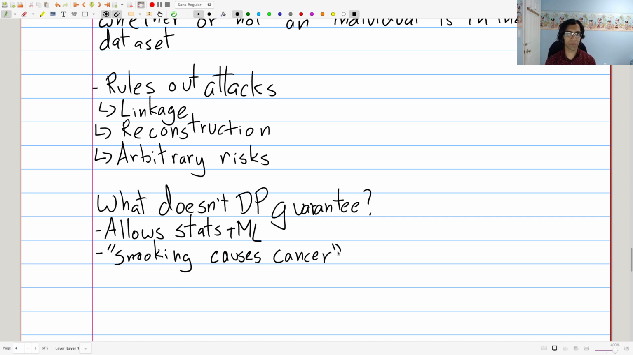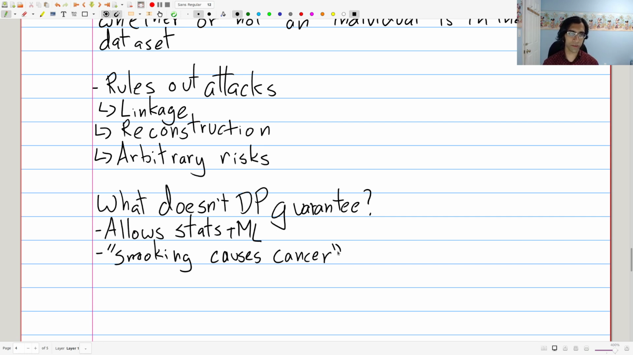It comes out that smoking causes cancer, and his insurance company will now increase his rates. So this is the bad outcome that he wanted to avoid, right? But maybe he should have stayed out. So the question is, is this a privacy violation? And the answer is no, it's not a privacy violation, because this is kind of what we want to do statistical analysis or machine learning in the first place to do.